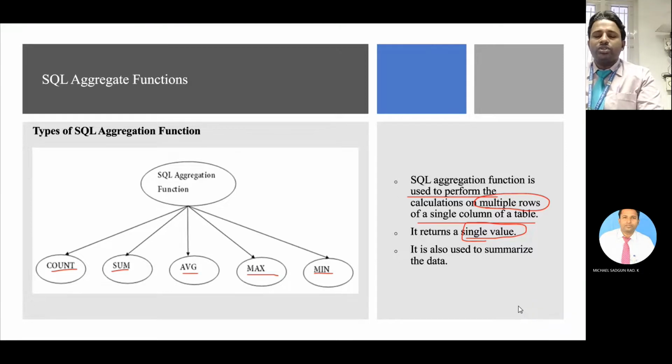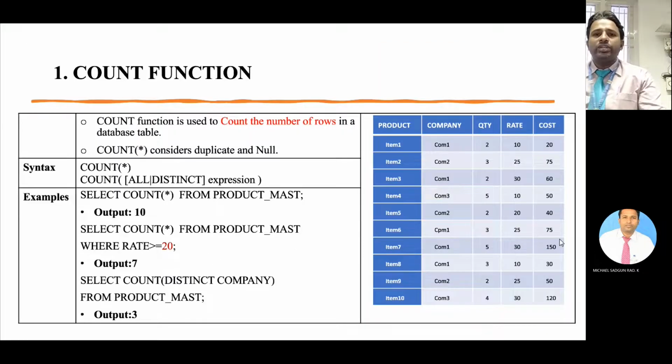So it is used to perform calculations upon multiple rows of a single column of a table. All the rows or multiple rows will be used in an aggregate function, for a single column, and the output will be a single value. Generally it is used for summarizing purpose. Okay, let us look into those aggregate functions. The first one is the count function, and it will count the number of rows. We can write count of star, otherwise we can write count of all or distinct. Either of them should be used, but not both. All means everything, distinct means only the different ones will be counted.